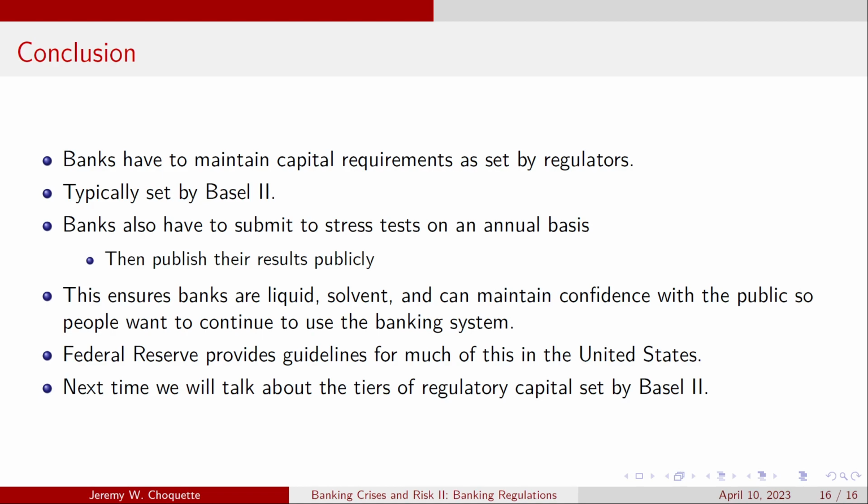Now, that's going to wrap up this lecture. To conclude, banks have to maintain capital requirements, and a lot of these are determined by Basel II. According to Basel II and financial regulators in general, banks have to submit to stress tests on an annual basis and then publish their results, which makes sure that banks are liquid, that they're solvent, and that they can maintain confidence with the public so that people want to continue to use the banking system. The Federal Reserve provides guidelines for a lot of this in the United States, so they do a lot of the regulation there.